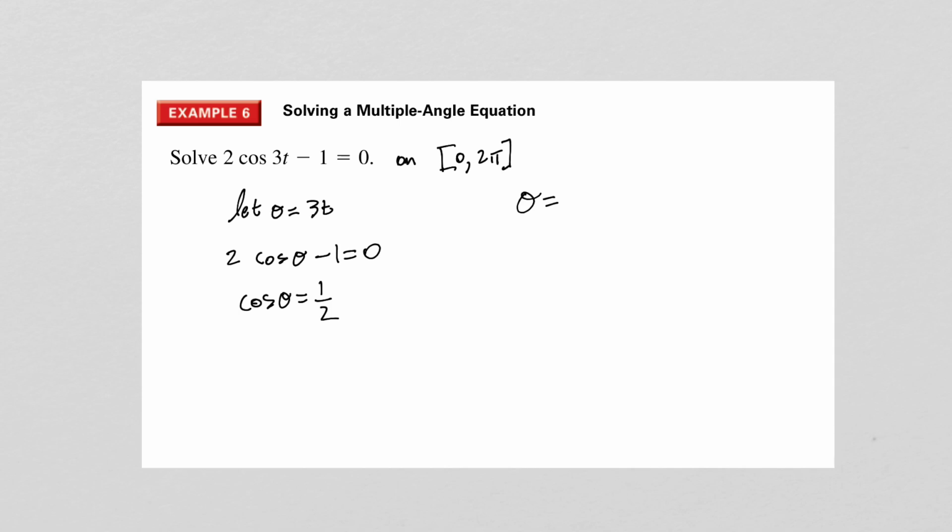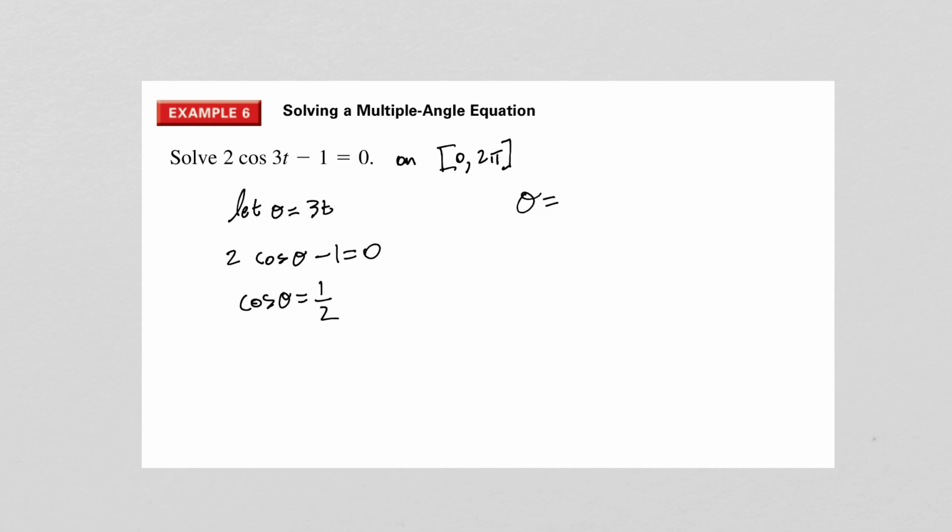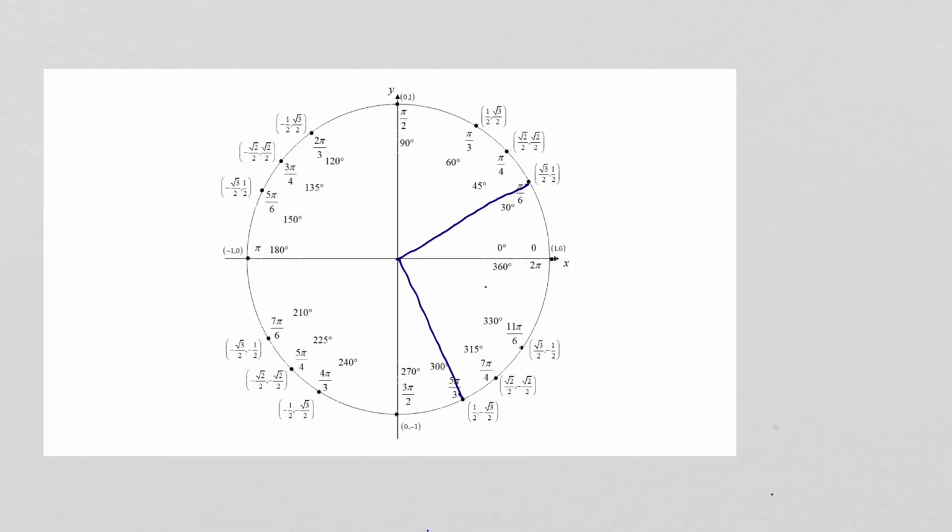So we're going to go back to our unit circle. Cosine theta is 1/2 at pi over 6 and 5 pi over 3. Right? So we basically just did this one. So I'm going to write two general solutions. So theta equals, not pi over 6, I'm sorry, pi over 3.